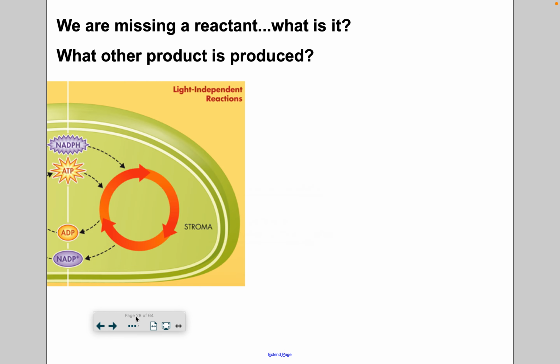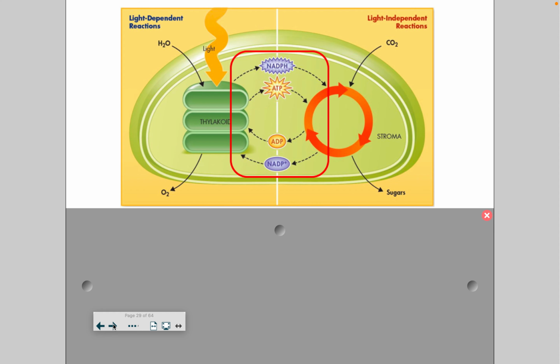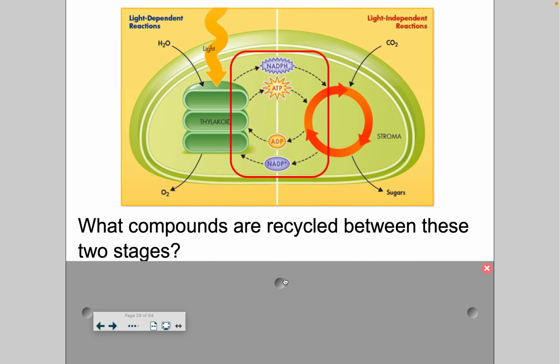So we are missing a reactant. What is it? CO2. What other product is produced? Sugars and other carbs. Okay, so let's focus in on these things right here. Okay, I think I got some questions. What compounds are recycled between these two stages? NADPH to NADP+, and ATP to ADP.